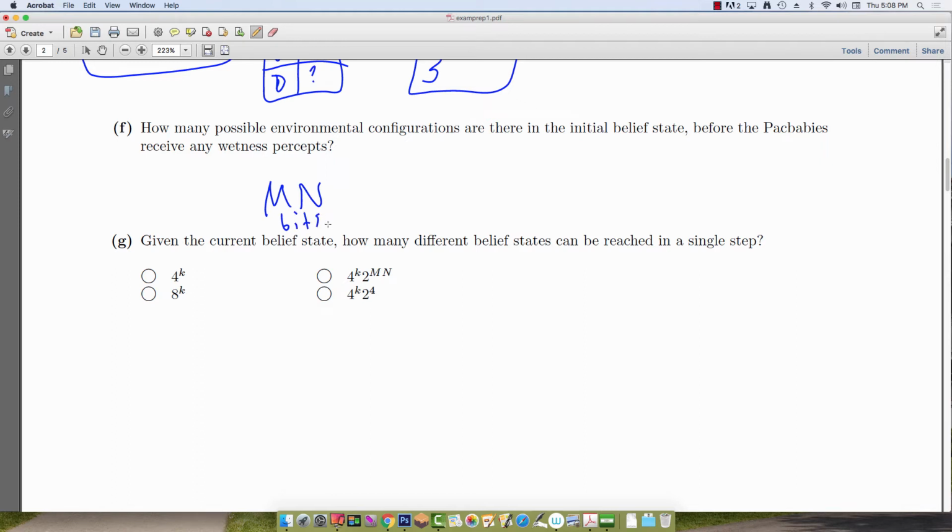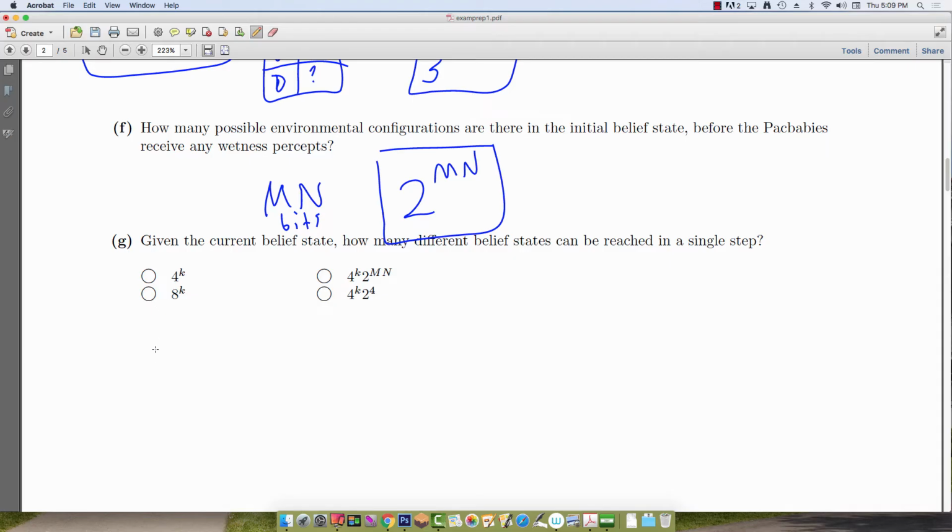And in this case, we don't know anything about the start state, right? So we don't know anything about whether something's dry or wet. Then each one can either be dry or wet. So we're going to do 2 to the mn, since every bit can either be dry or wet, since we don't know what it is at this point in time. So this is the total number of different configurations there are of the board. So this is basically how many physical states are in our initial belief state before we get any percepts of wetness. So given the current belief states, how many belief states can be reached in a single step?